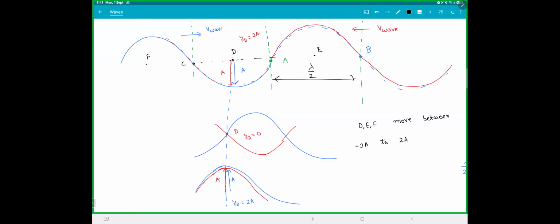So there are some points which will not move, and there are some points which will move with double the amplitude. So you're sending a wave of amplitude A, but you're getting double the displacement. And these points are called antinodes. And again, if you clearly observe, the distance between a node and an antinode is lambda by 4. The distance between two antinodes is still lambda by 2.